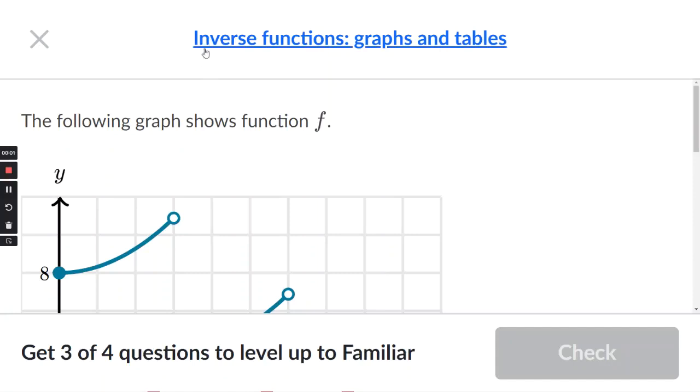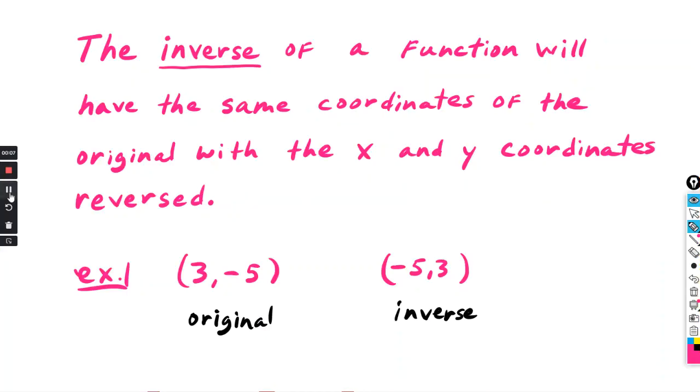This will be for the exercise on inverse functions, graphs, and tables. So just some notes. The inverse of a function will have the same coordinates as the original, with the x and y coordinates reversed. So if the original function had a point (3, -5), for the inverse of that function you just reverse the x and y coordinates, and now it would be (-5, 3).